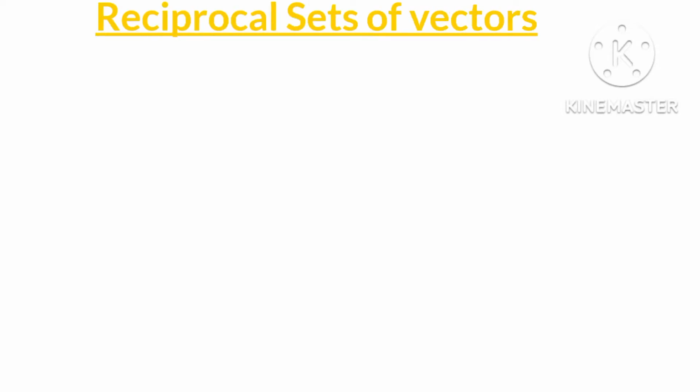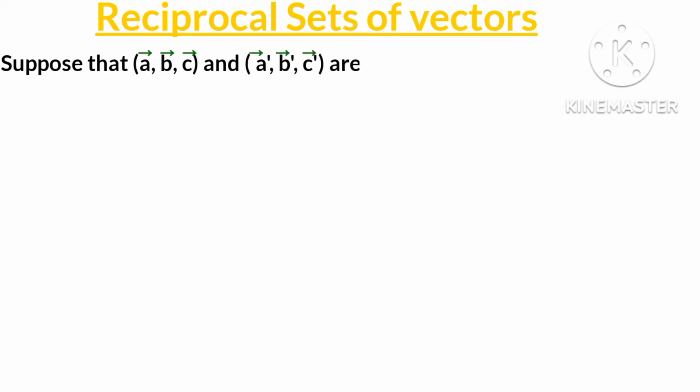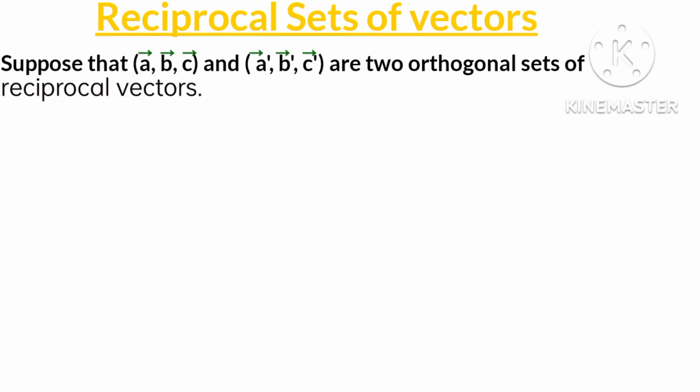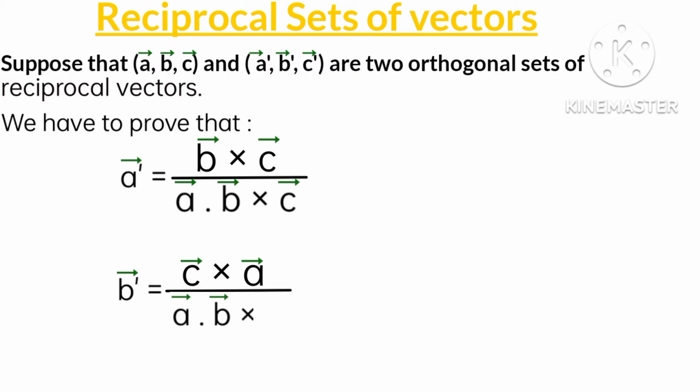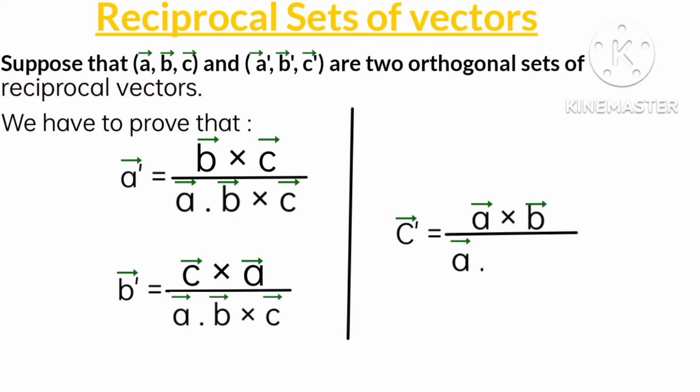Reciprocal sets of vectors. Suppose that A, B, C and A', B', C' are two orthogonal sets of reciprocal vectors. We have to prove that A' equals B cross C upon A dot B cross C, B' equals C cross A upon A dot B cross C, and C' equals A cross B upon A dot B cross C.